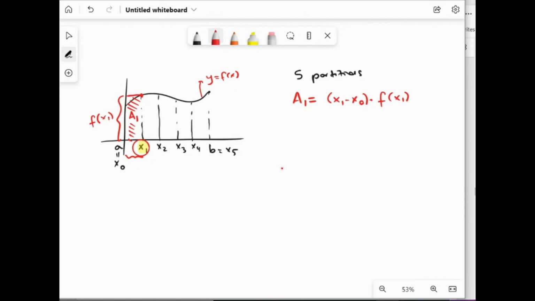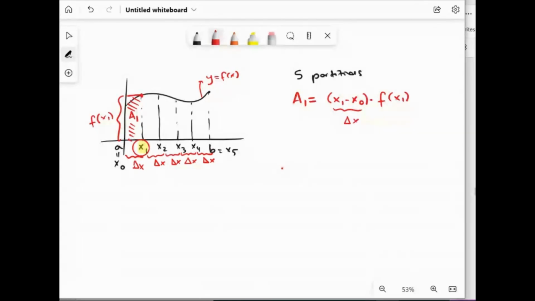Okay, so we said that we will use regular partitions. So in fact, that means that these x1, x2, x3 points, the distances between those points are the same. So we can just call that distance delta x. So we will call it delta x. So we just divided it into 5 subintervals, each with width delta x.